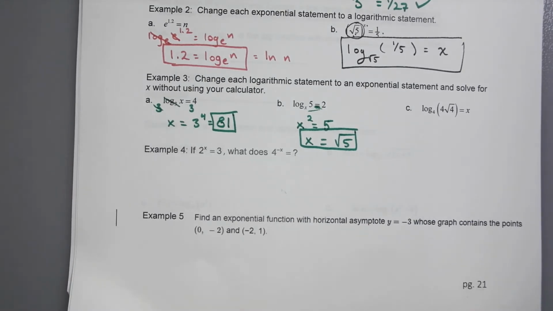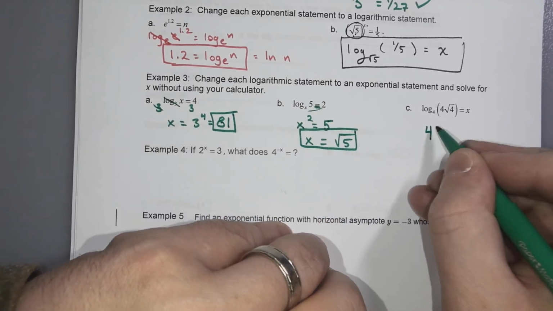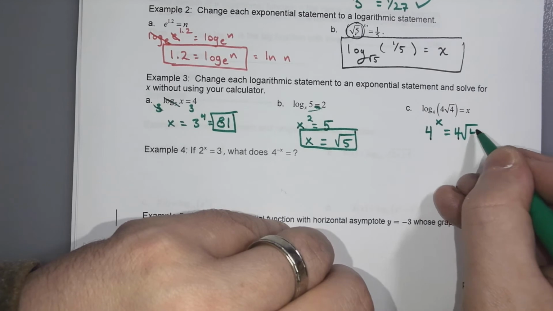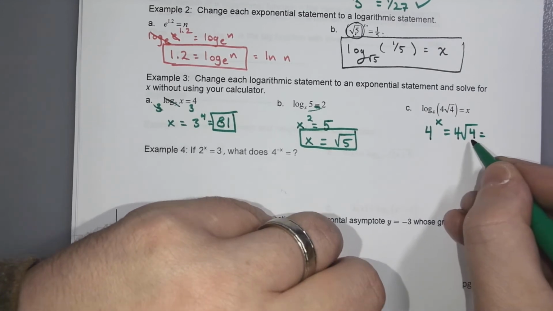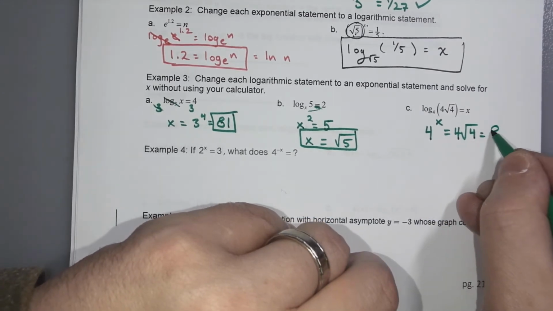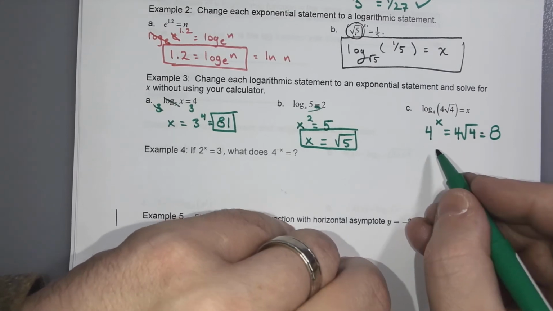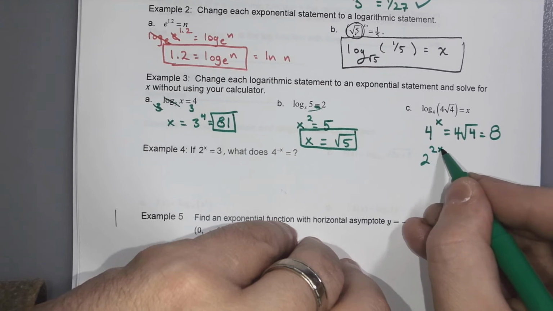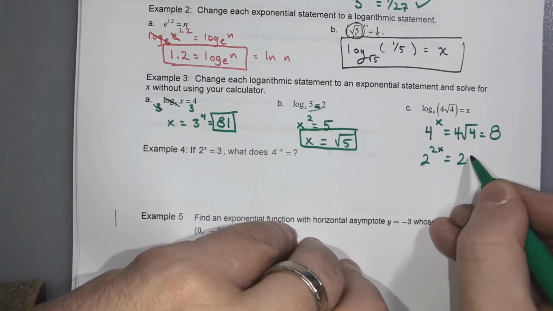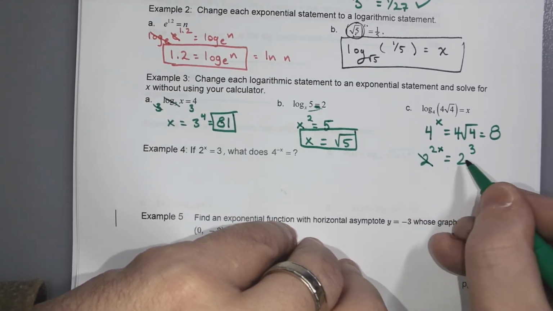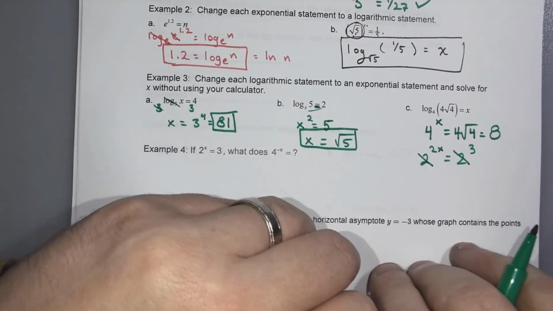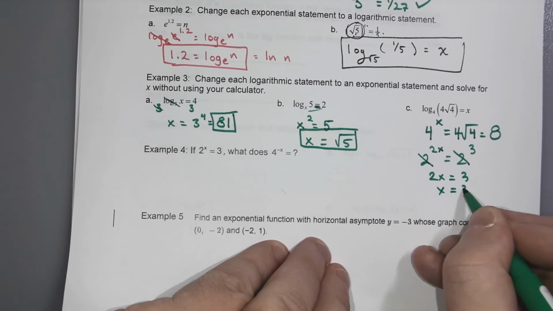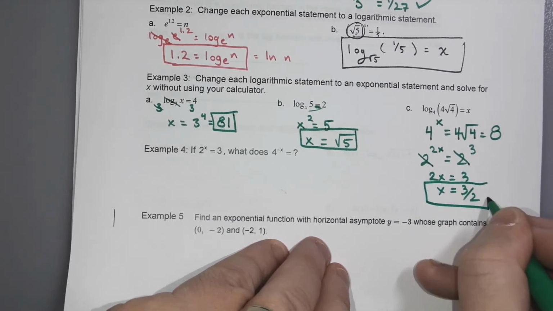And then for this last one, it would be 4 to the x equals 4 radical 4. Notice the radical of 4 is 2, right? So 4 times 2, that's actually 8. And then to solve, we can use our techniques and say 4 is the same as 2 squared. 8 is the same as 2 cubed. Take a logarithm to cancel out that exponentiation. 2x equals 3, and x equals 3 halves.